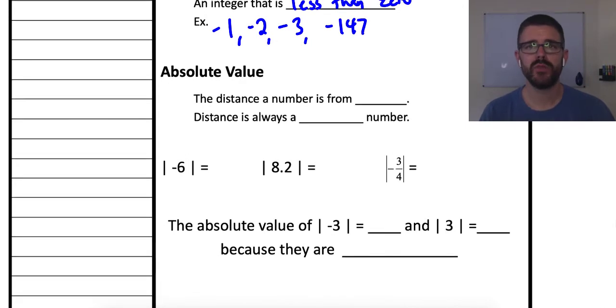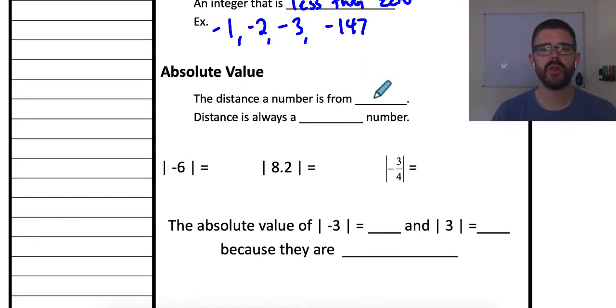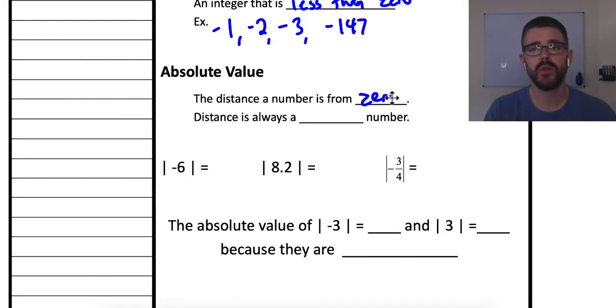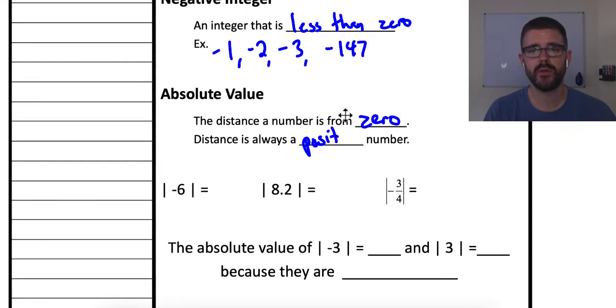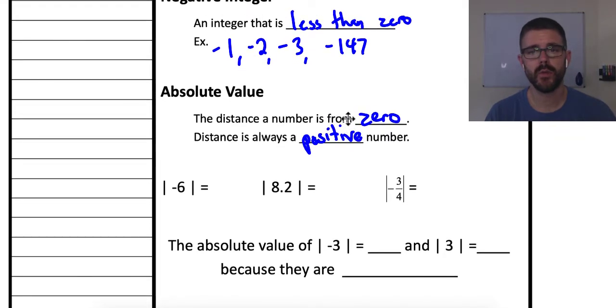Then we get to absolute value. So absolute value is the distance a number is from 0. Distance is always a positive number. So think of walking to a friend's house. Maybe one friend is 3 blocks to the left from your house, one friend is 3 blocks to the right. They're both 3 blocks away from your house. We don't care what direction you happen to have to go. That's what absolute value is. How many steps, how many places away from 0 is that number? We're not concerned with how far it is or which direction it is from 0.